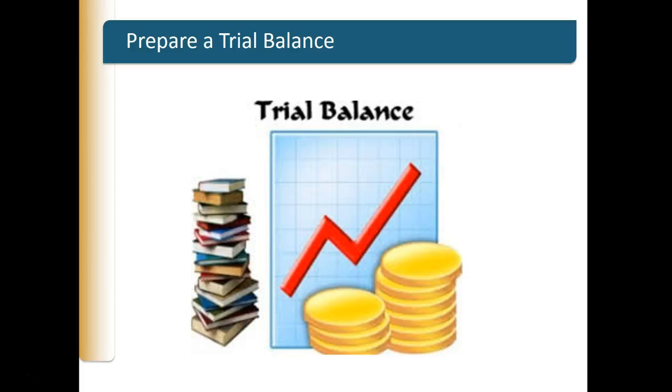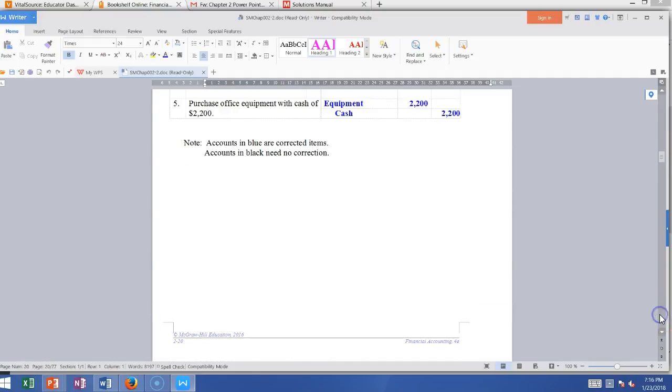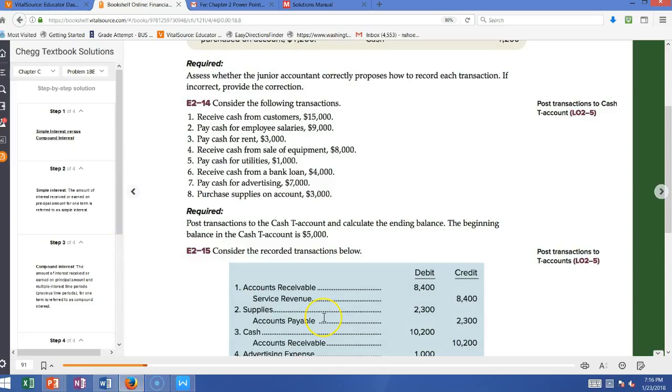So let's go and look at some problems. 214, page 91. So, exercise 214, do you guys have it? I don't think so. No, we have 215. Are you sure you don't? Yeah, pretty sure. 216.